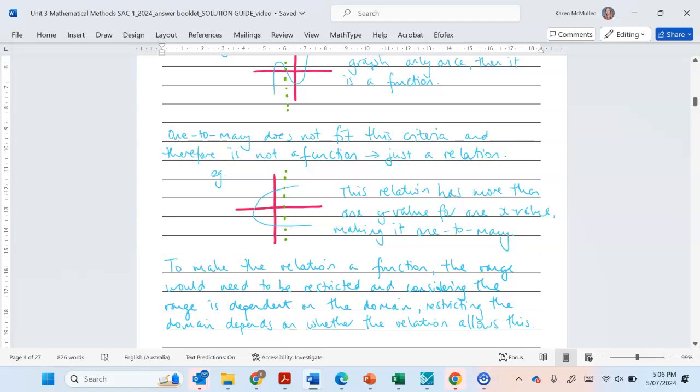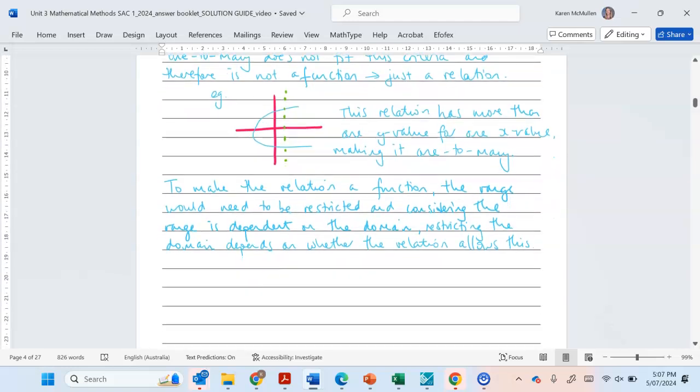And it depends on what the relation is as to whether you can actually restrict the domain or not. As you can see in the example I've got on the screen, I couldn't restrict the domain because that's going to still make it one to many. You could restrict the range, but because the range depends on the domain, it's a little bit tricky. So I've explained that there.